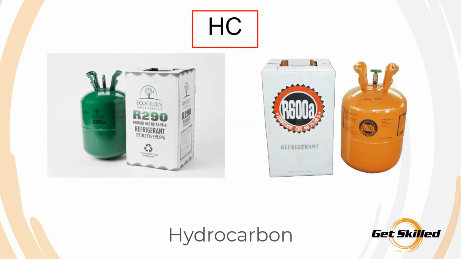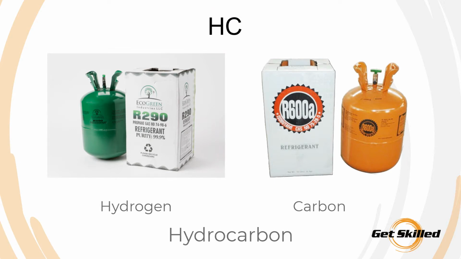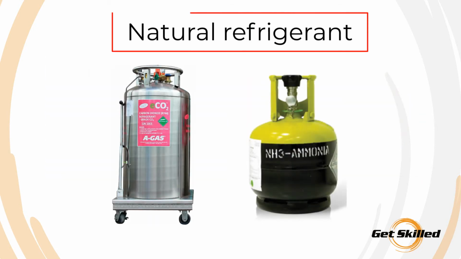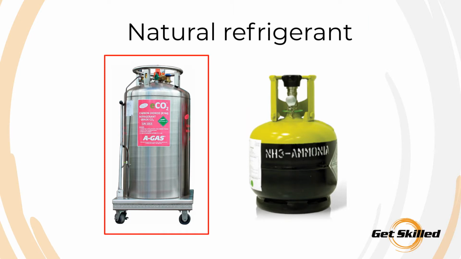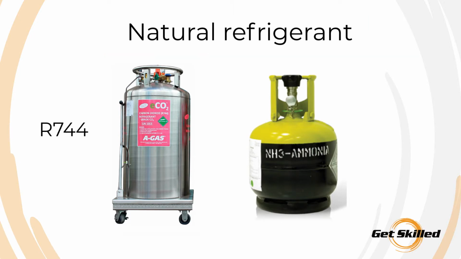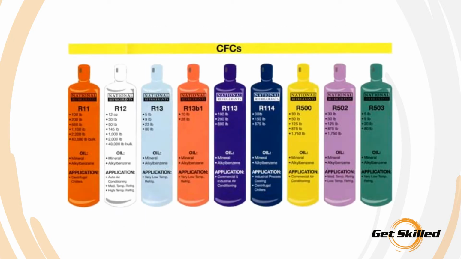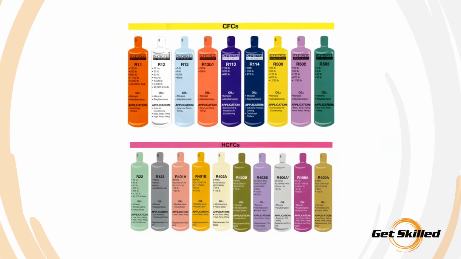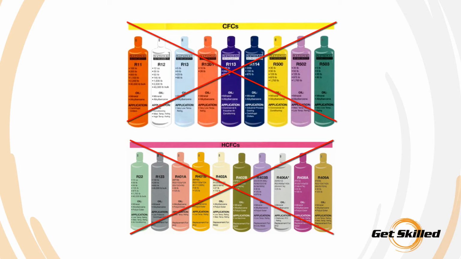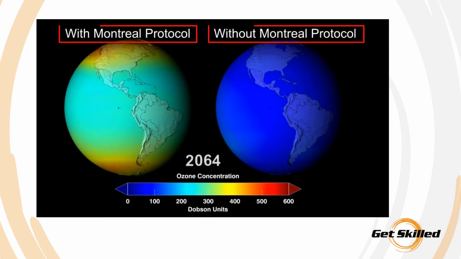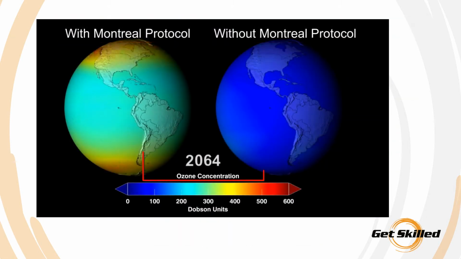A HC is a hydrocarbon containing only hydrogen and carbon, such as R290 and R600A. A natural refrigerant is carbon dioxide, CO2 or R744, and ammonia, R717. The manufacture of CFCs and HCFCs has been phased out and replaced with products such as R410A by the Montreal Protocol because they contribute to ozone depletion in the upper atmosphere.